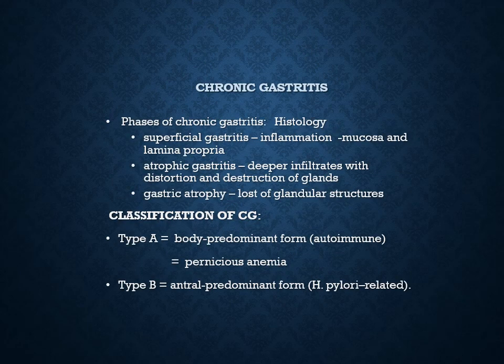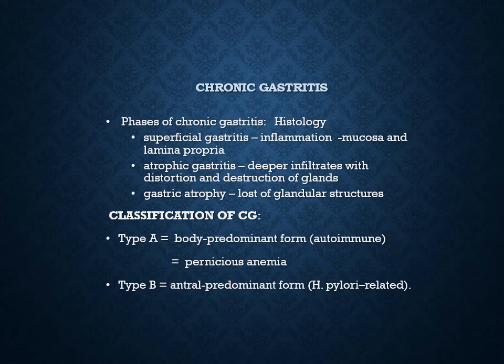We have three phases of chronic gastritis characterized histologically by superficial gastritis, wherein the inflammation involves the mucosa and lamina propria. Atrophic gastritis, with deeper infiltrates with distortion and destruction of the glands. And gastric atrophy is the loss of glandular structures.